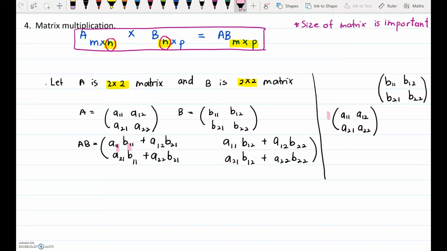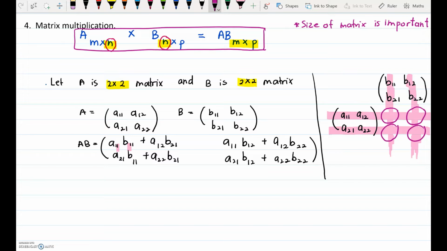So let's see, we cross this one, row from A, and then we cross the column from B. It will be like this. So this one we cross. Now your new AB, the product of AB, it will be this one, the intersection of A and B here.